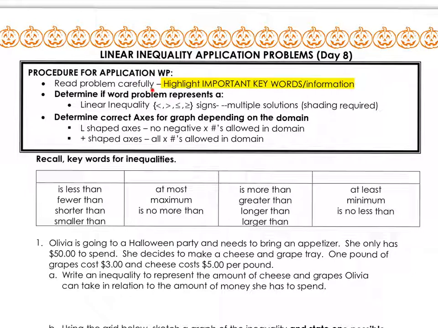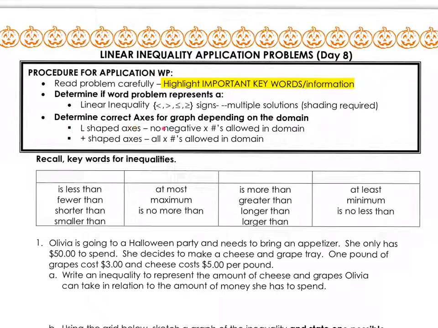We're going to read the problem carefully and highlight important keywords or information. Then you're going to determine if the word problem represents a linear inequality. So we have less than, greater than, less than or equal to, greater than or equal to signs, meaning that we have multiple solutions and they're all shown in the shading area, so we need to have some shading. Then we determine the correct axes for the graph depending on the domain and range.